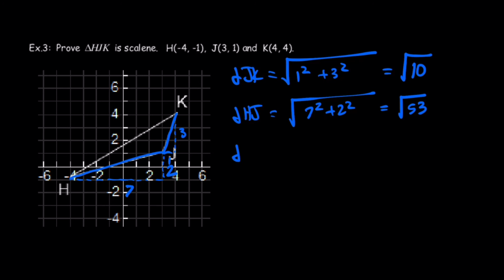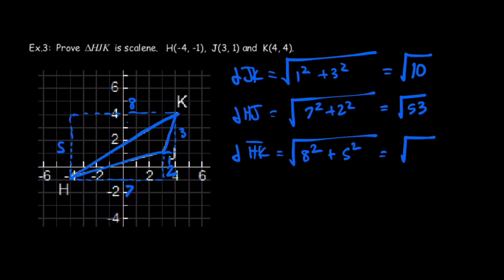And lastly, HK. That one is a little bit longer. These numbers will be bigger, obviously. Make your triangle. Delta y, 1, 2, 3, 4, is 5. Delta x is 1, 2, 3, 4, 5, 6, 7, 8. So that's 8 squared plus 5 squared. 8 squared is 64, 5 squared is 25. Add those together, you get 89. Square root 89.